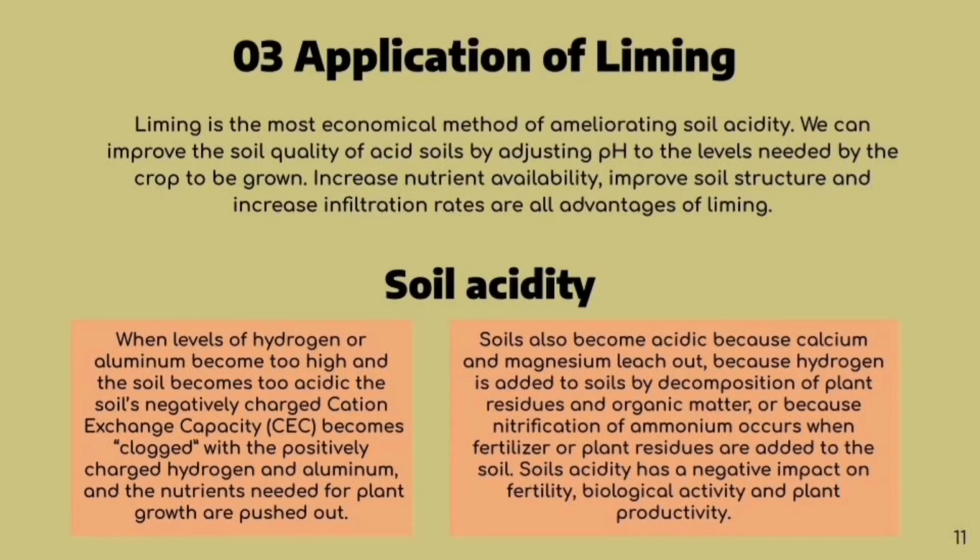Next, soil also becomes acidic because calcium and magnesium leach out. Because hydrogen is added to soil by decomposition of plant residue and organic matter, or because nitrification of ammonium occurs when fertilizer or plant residue are added to the soil. Soil acidity has a negative impact on fertility, biological activity, and plant productivity.